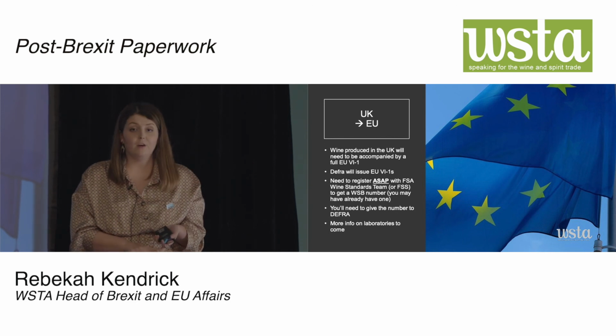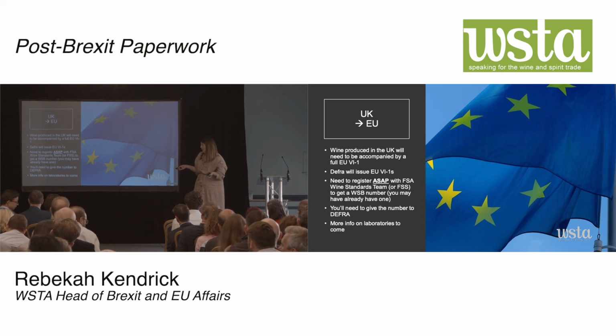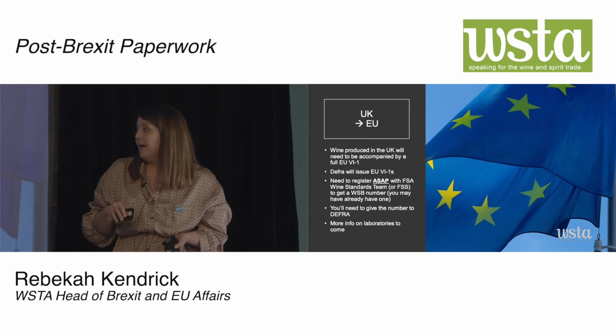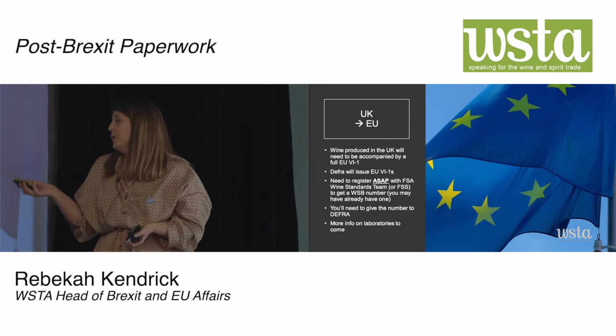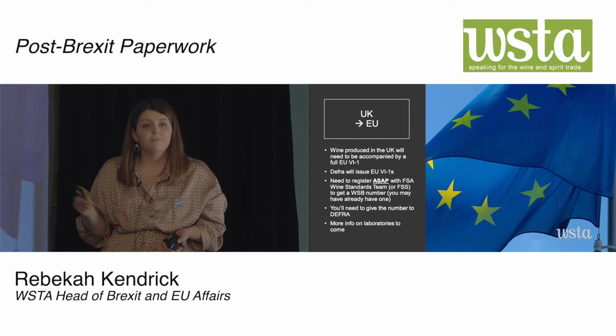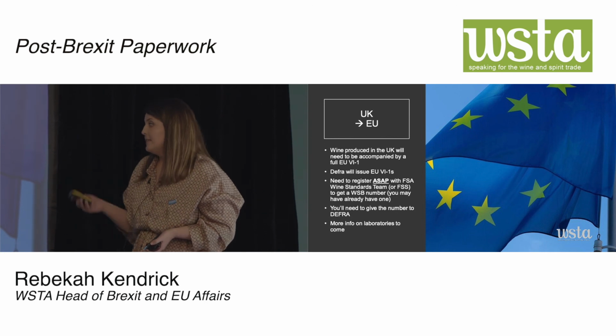They'll be issuing the VI1s, and we would recommend, if you do produce wine in the UK, I don't know how many producers there actually are here today, but you need to register ASAP with the FSA or the FSS if you're in Scotland, so that you can get a WSB number from them, which you can then give to DEFRA to get your form. You may already have one. You might have already been issued a WSB number, so have a look out for that letter. If not, get in touch with DEFRA, and the FSS or the FSA, and they will sort that out for you.